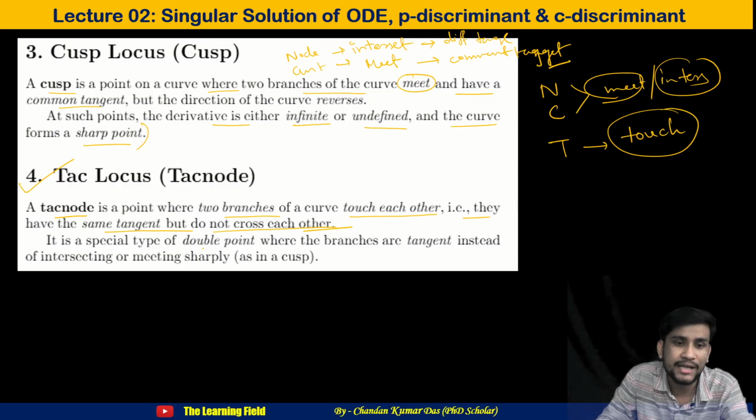Now it is a special type of double point where the branches are tangent instead of intersecting or meeting sharply.